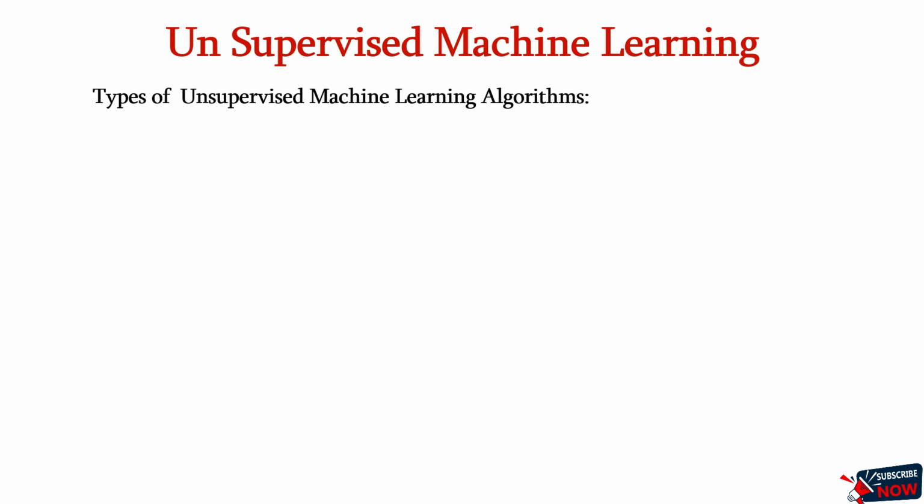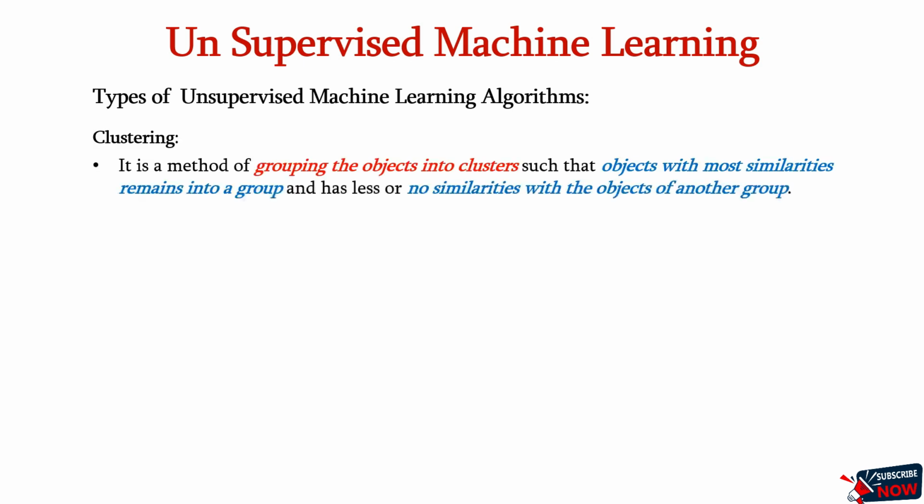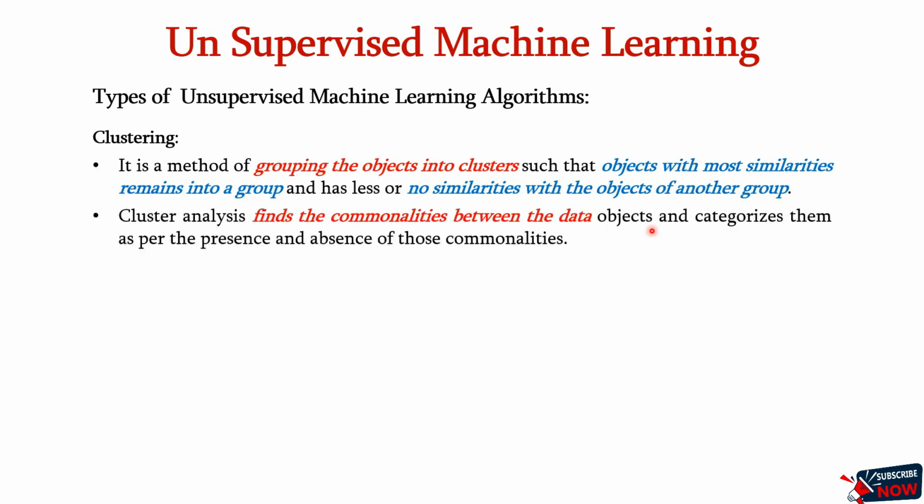Next, let us see about types of unsupervised machine learning algorithms. So the first one is clustering. It is a method of grouping the objects into clusters such that the objects with most similarities will be in one group and have less or no similarities with the objects of another group. This finds the commonalities between the data objects and categorizes them as per the presence and absence of those commonalities.